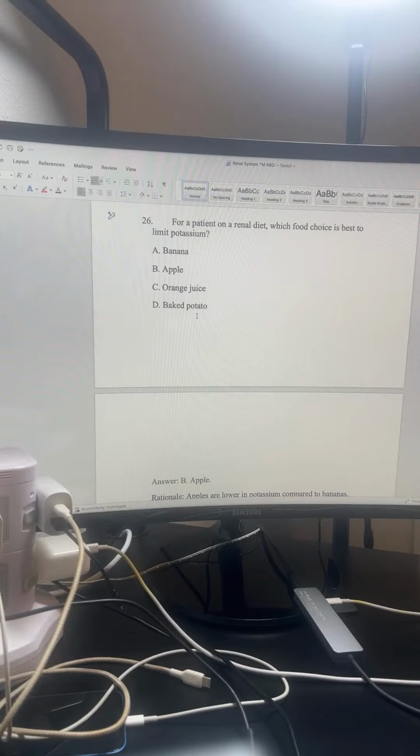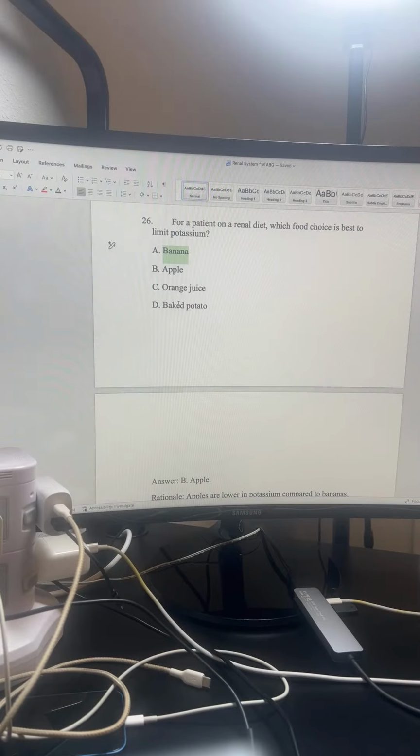Very important to take time to read the question. For a patient on a renal diet, which food choice is best to limit potassium: banana, apple, orange juice, or baked potato? And if you're reading, sometimes slow down. If you know that potassium is high in potato and in banana, go again and read over the question, because more than likely you're missing something. They wouldn't be putting two of the same answer separately.